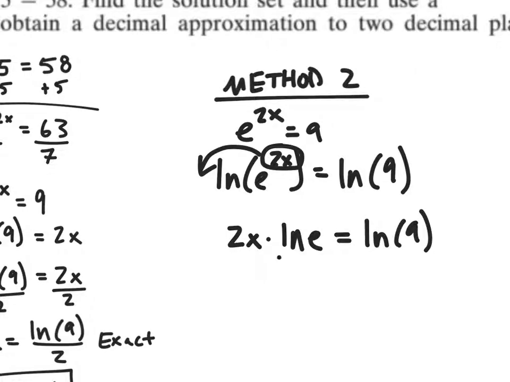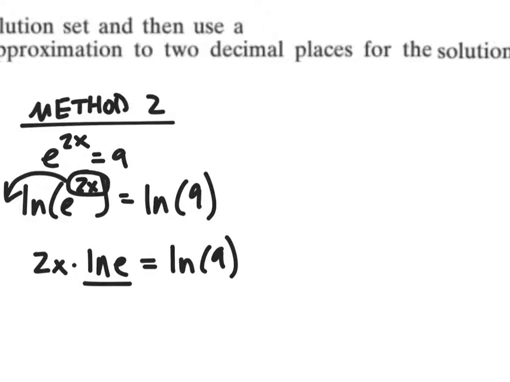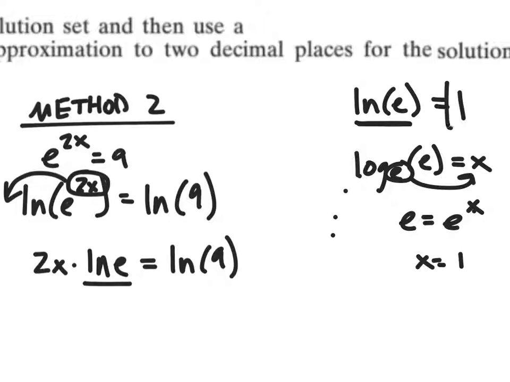Now remember something. The reason why this works, and I prefer method 2 on this one, is that the natural log of e is equal to 1. If you think about the natural log of e, that's just log base e of e equal to some number x. If you change this into exponential form, the log drops off, you get e is equal to e to the what power. e to the what power gives you e, so x is just equal to 1. That's why you just get 1 here.